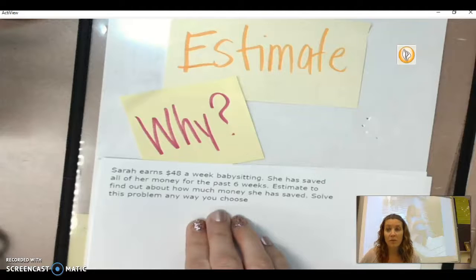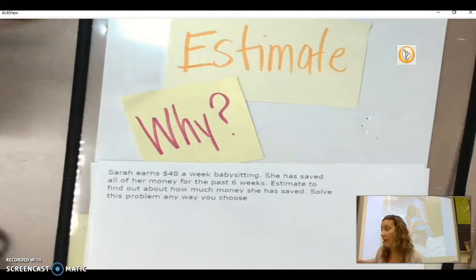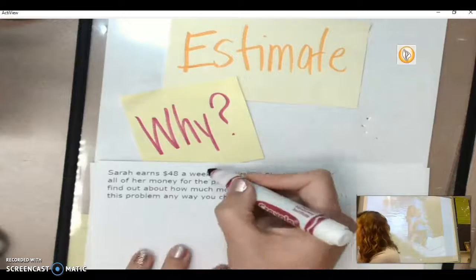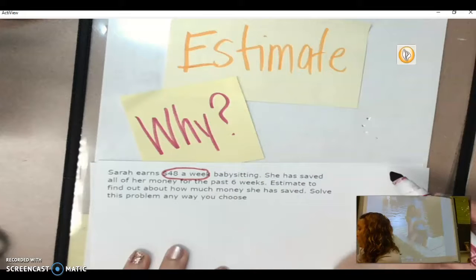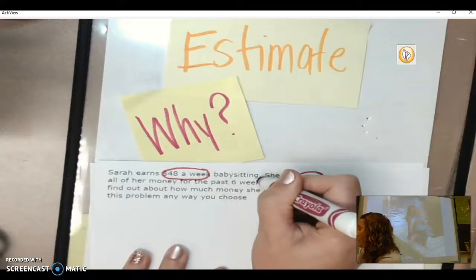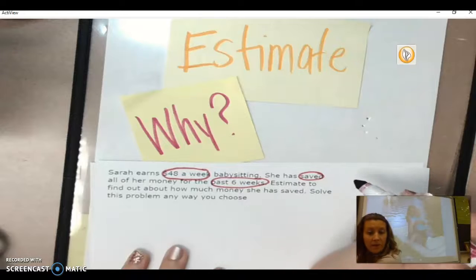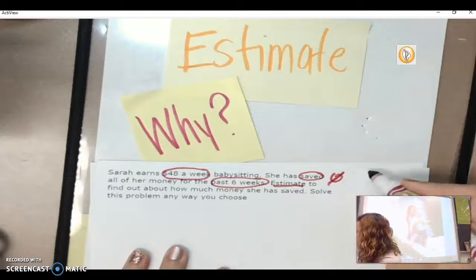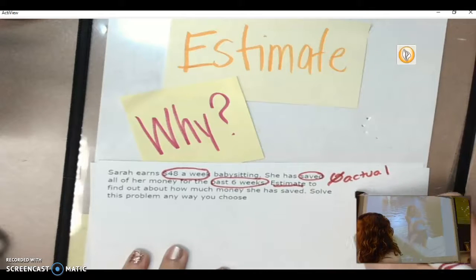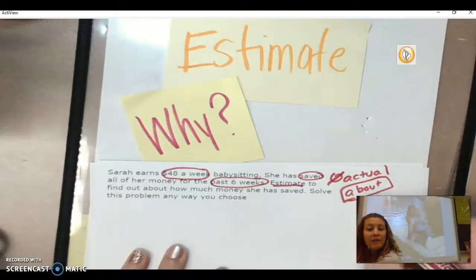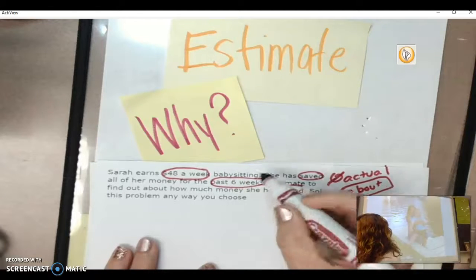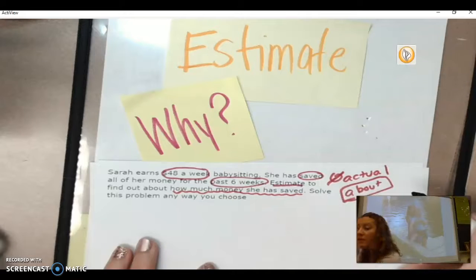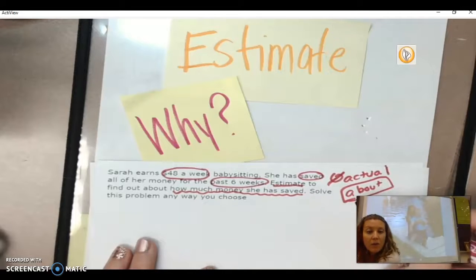It's important to remember before we solve any problem that we take some time to unpack it. If we unpack this problem really quickly, we know that she's earning $48 a week. We know that she saved all her money for 6 weeks. This keyword estimate tells us that I do not want an actual answer. I want an answer that is about. And then finally, the question is asking us to estimate how much money she has saved in total. And we can solve this problem any way we choose.